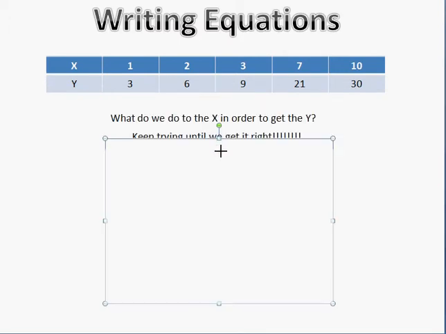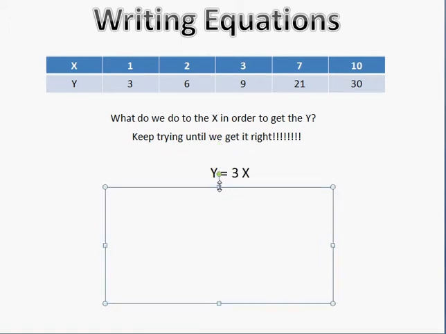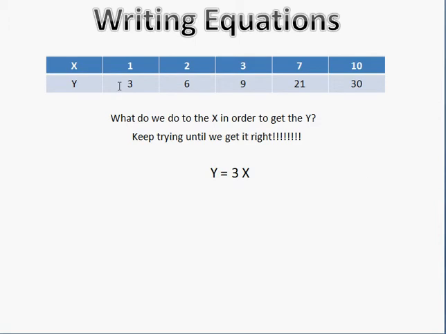Just like before, I'm going to see what I'm going to do with my x in order to get the y and keep trying until I get it right. So I'm going to say that my y is going to equal 3 times x. So when I multiply this x times 3, my answer is going to be y every time. So the first one I try, 3 times 1 equals 3. Yep, that's right. That works.